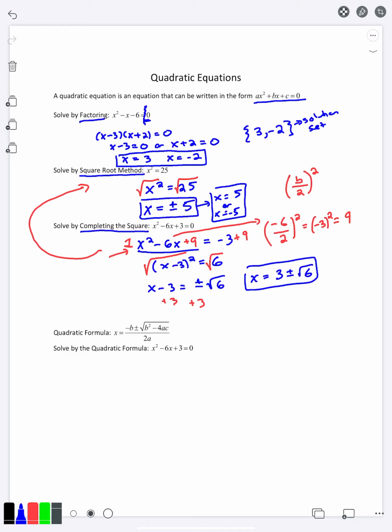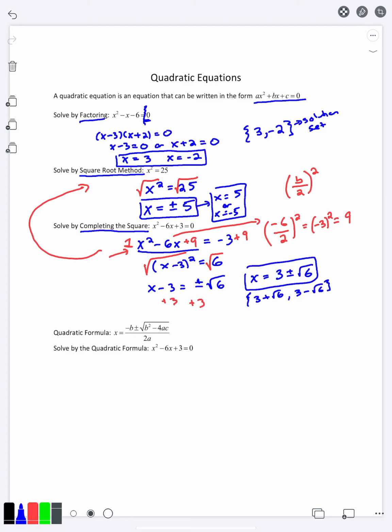Remember, that's really two different answers. That's really the answer 3 plus root 6, and then 3 minus root 6. Maybe I'll use curly brackets to make it a solution set. But we use the plus or minus to make our lives a little bit easier.